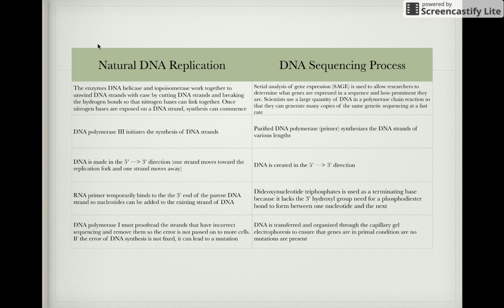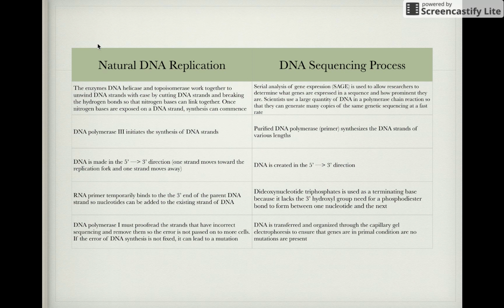Compared to the DNA sequencing process that uses serial analysis of gene expression, which can allow researchers to determine specific genes that are expressed in a sequence and how prominent they might be. And so, by scientists using a large quantity of DNA in a polymerase chain reaction, they can generate many copies of the same genetic sequence at a very fast rate, even faster than natural DNA replication can do.